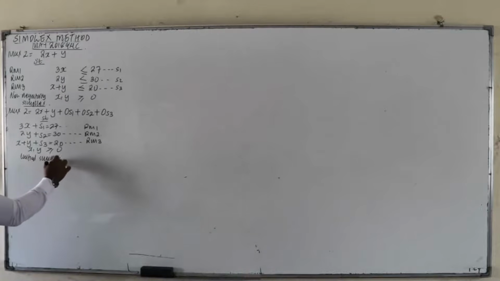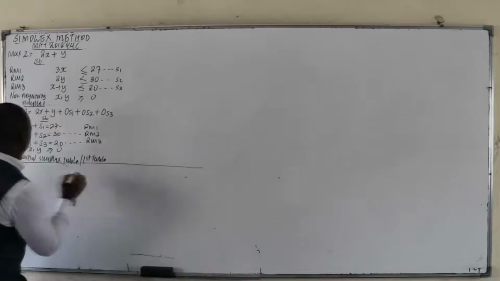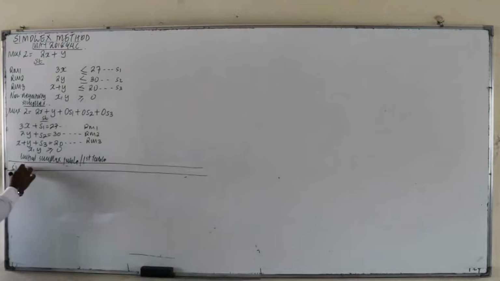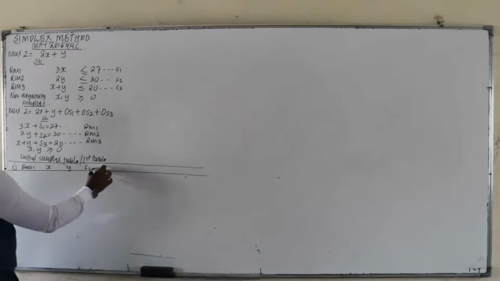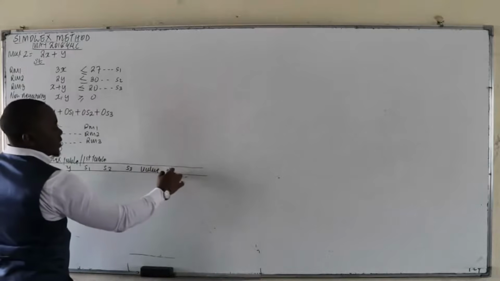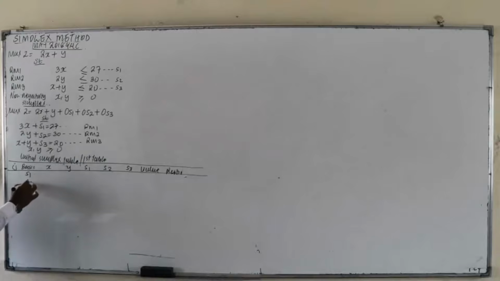Initial simplex table or the first table. So we have CJ, then the basis, X, Y, S1, S2, S3, the value and the ratio. Then for the basis, we have S1, S2, S3. Then we need to have CJ, ZJ, and DJ.